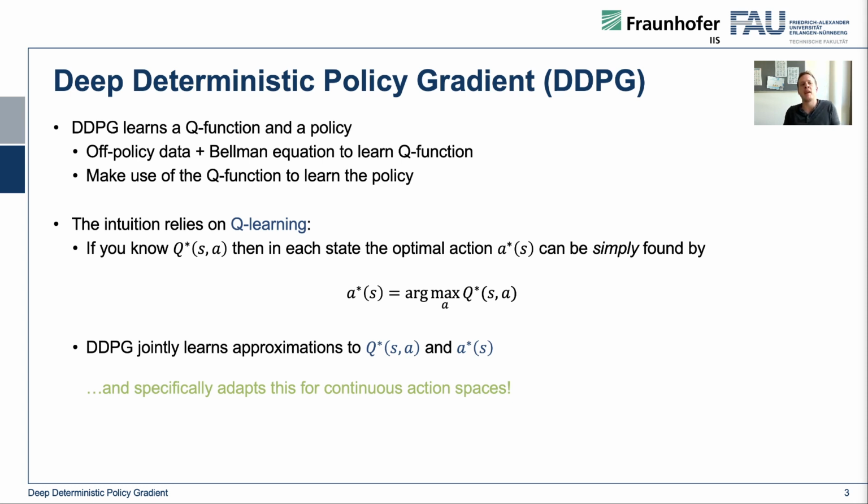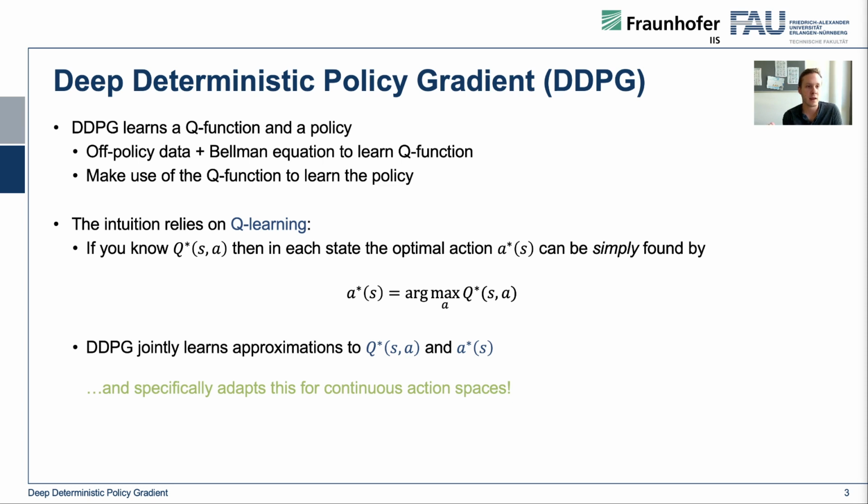So what is the main idea behind DDPG? In DDPG, we learn a Q function and a policy jointly, which means that we're using off-policy data plus a Bellman equation to learn the Q function, as we have seen in Q-learning as well. And then we make use of our Q function to learn the policy.